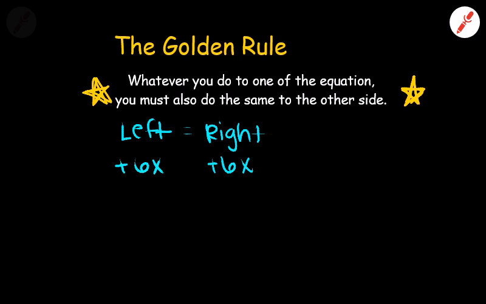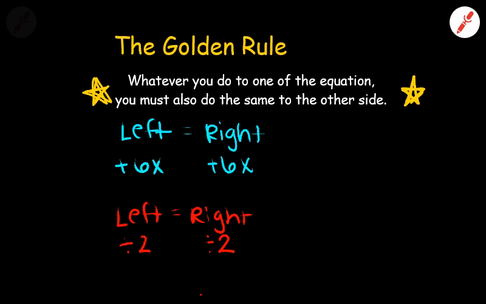Now this can also work vice versa. Let's say I have my left side of the equation, and then I have my right side of the equation. And let's say there's something on the right side that I need to cancel out, and let's say I'm canceling out a multiple of 2. So I'm going to divide the right side by 2 in order to cancel it out. If I divide the right side by 2, however, then I must also divide the left side by 2.